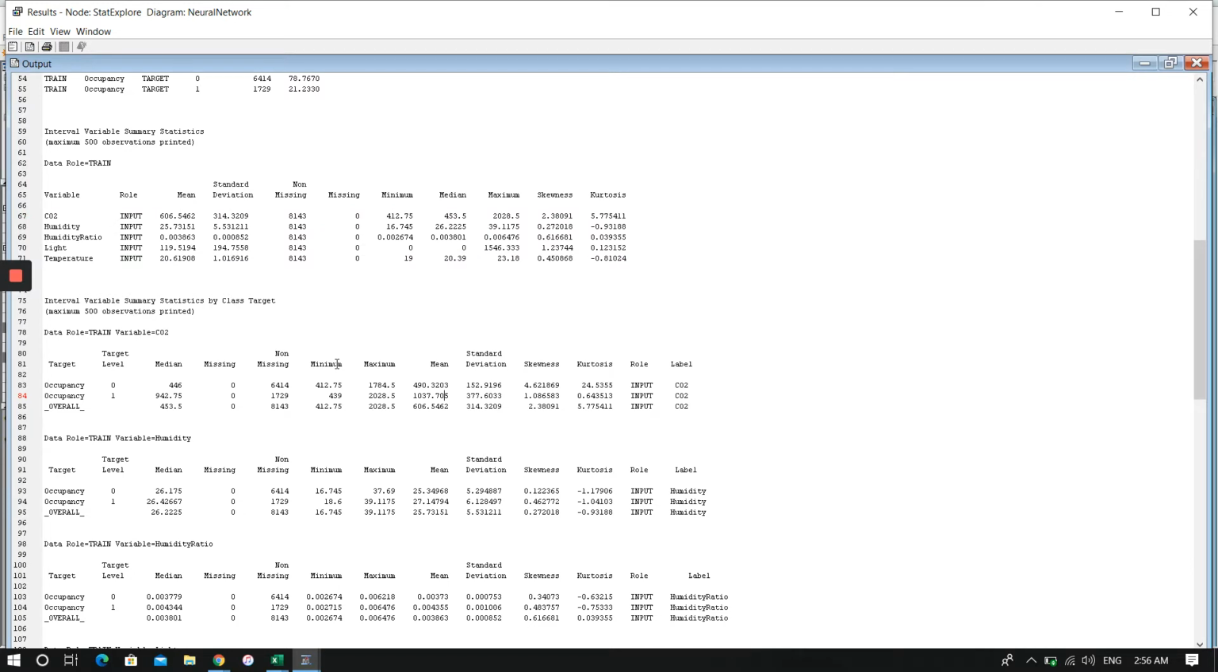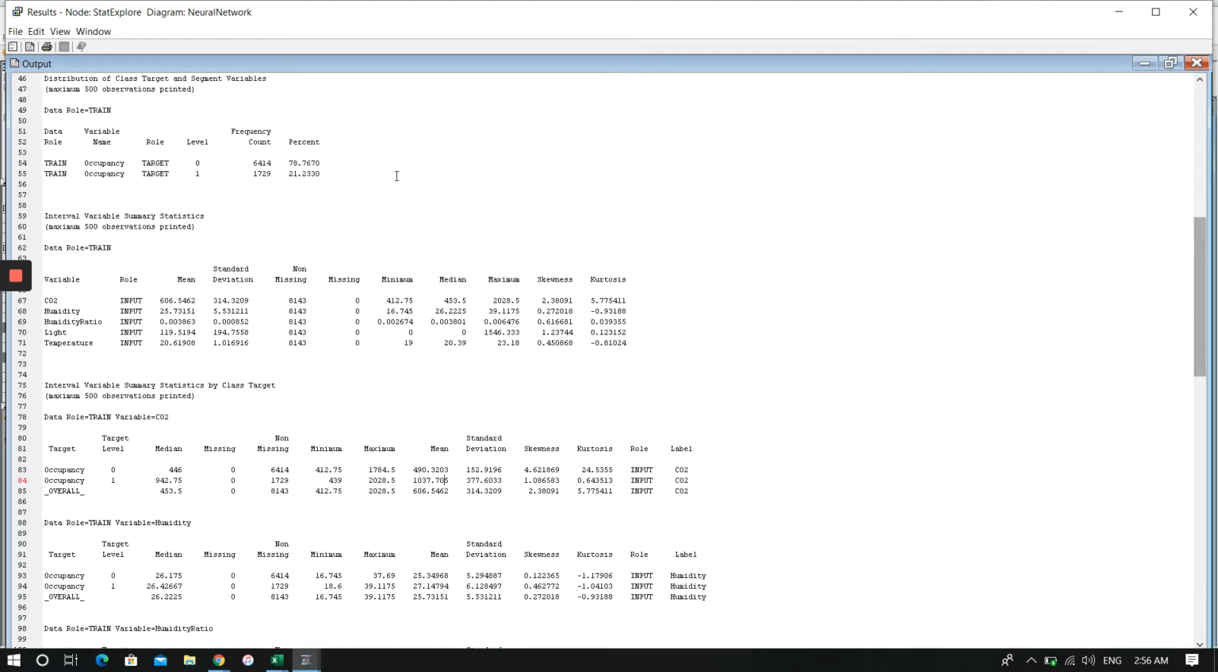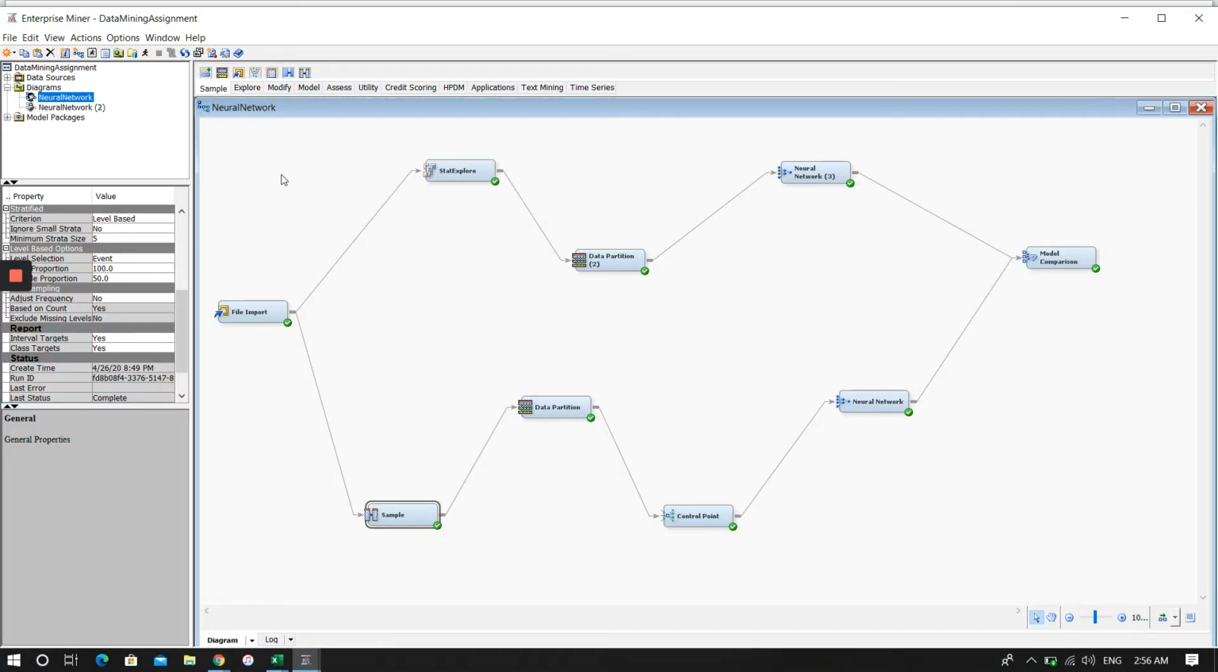I'm taking a sample because my input data is completely biased. It has 6500 zeros, that is the unoccupied stage, and for the occupied stage I just have 1700 rows. If we use this data to train, the model will be more inclined to predict zeros than ones. That is the reason I'm taking a sample, and to make the numbers equal, both ones and zeros, I'm taking both as 1800.